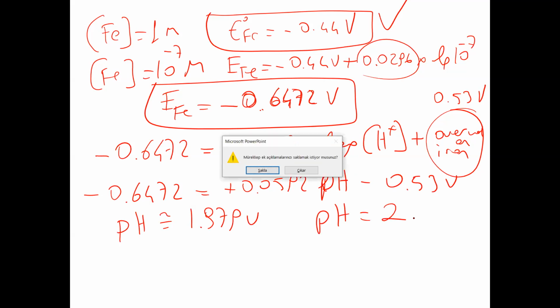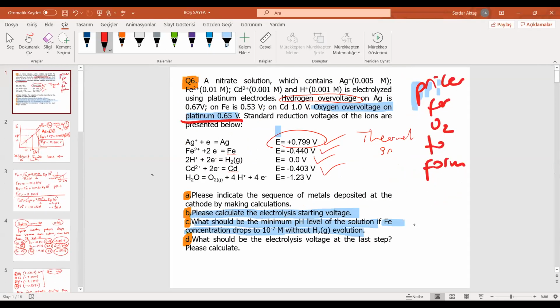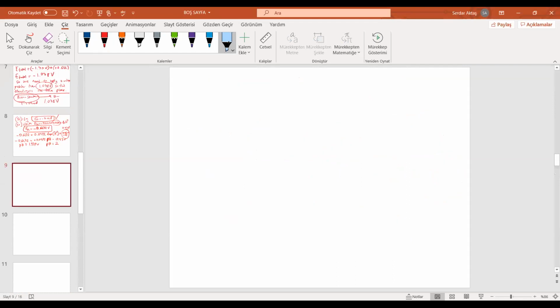And when we go back to question number D, as you see here, what should be the electrolysis voltage at the last step? Please calculate. It says last step, so we understand that we reduced silver, we reduced cadmium, we reduced iron. Now finally it comes to hydrogen reduction. It's quite easy to calculate.